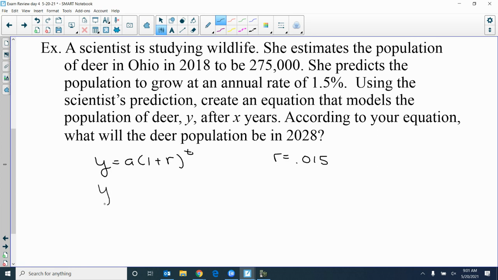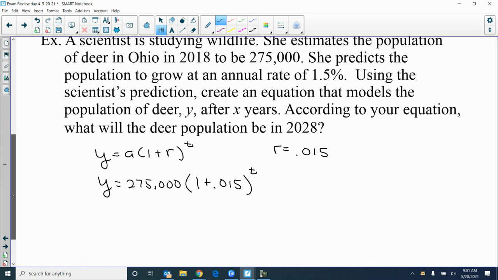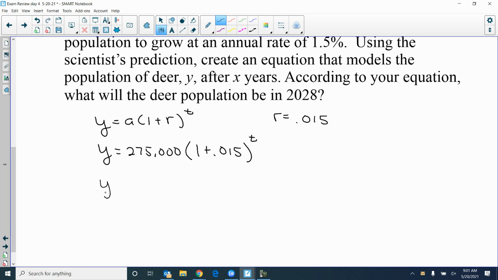So now when we're setting up our equation, A is your initial amount, which is 275,000. 1 plus 0.015 to the t power. Now that's the general equation.